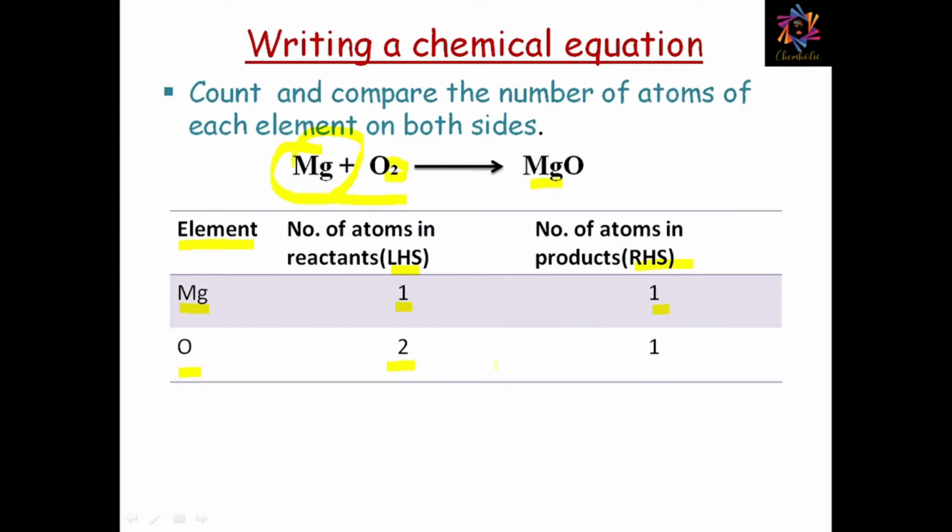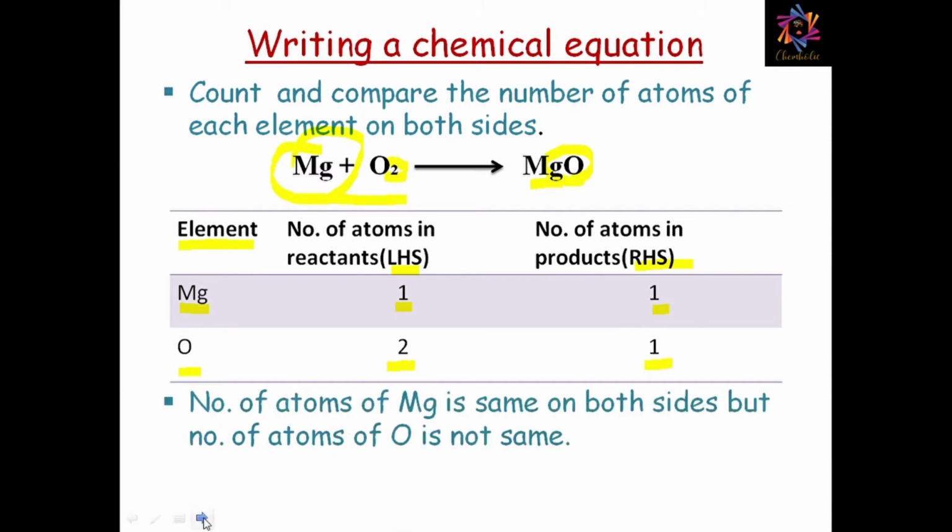Left hand side, and on the right hand side we have this MgO. So only one oxygen is there, so we'll write here 1. So guys, this is the first rule that we saw.